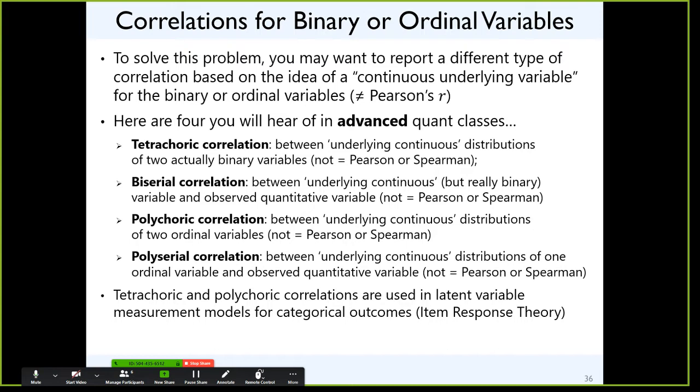Tetrachorics, biserials, polychorics, and polyserials. These are correlations that are designed to overcome that range restriction issue. They are more computationally intensive. They are the basis of latent variable measurement models that you might take, like I'm teaching a class on that this fall. So I just want you to have seen these and know they're not the same. This is something that you would want to learn about if you plan to work with binary or ordinal outcomes, because these show up in models that underlie those, but they're not Pearson's correlation.